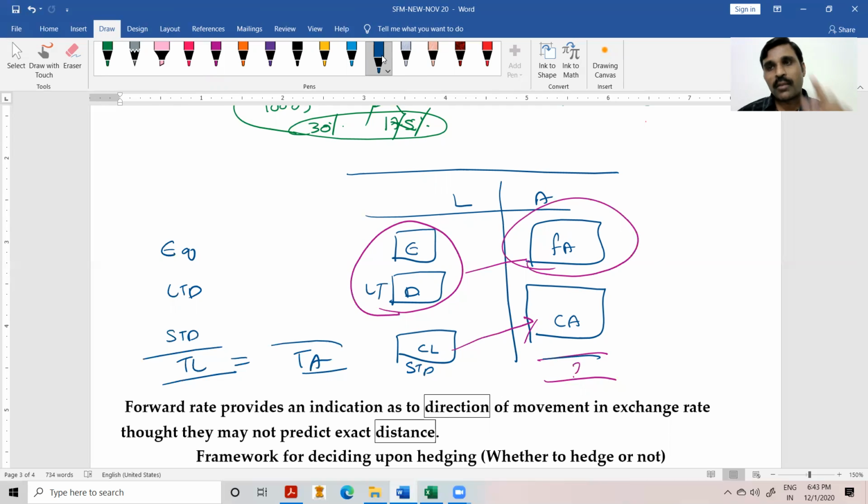Normally, debt means long-term debt. Debt means long-term capital. You cannot combine short-term debt with equity. Normally the short-term is a working capital excess. Debt means I have to take long-term capital.